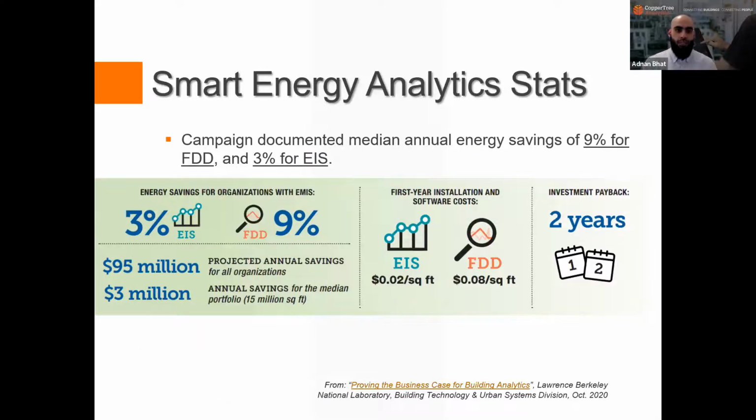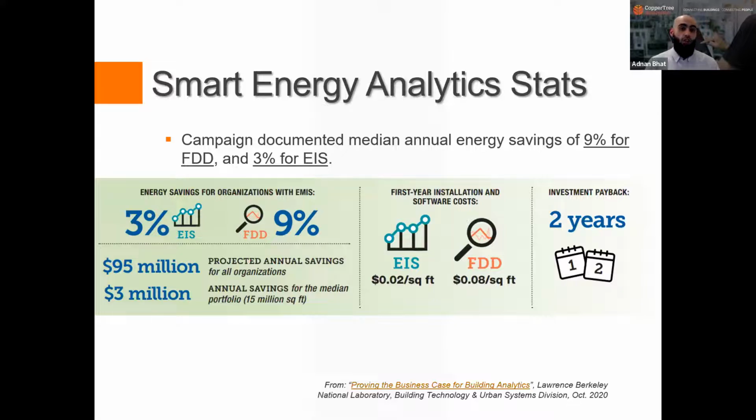Finally, I want to conclude this particular segment of overviewing EMIS with some stats from the Smart Energy Analytics Campaign, which was a public-private partnership to encourage use of commercially available EMIS technologies and monitoring-based commissioning practices. This campaign supported 104 organizations with 6,500 buildings and I think over 1 billion square feet of combined floor area between 2016 and 2020.